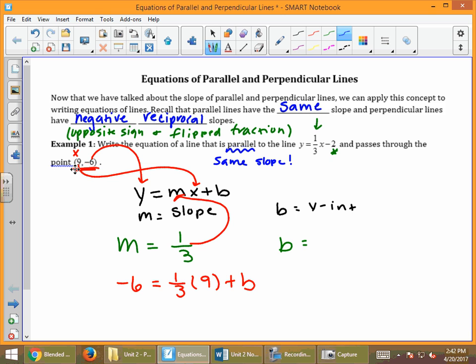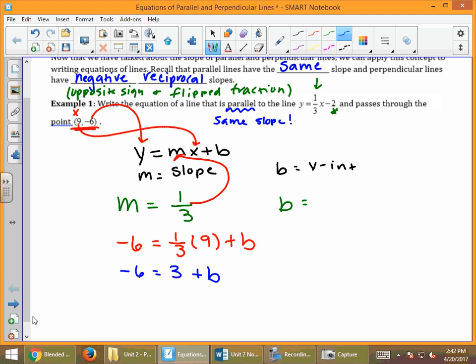When we solve, multiply the 1/3 and the 9 together. 1/3 times 9 is 3. To get b by itself, you just move over the 3. -6 minus 3 is -9. So there's our b. That's not our answer, that's just part of our answer. So what we need to do is take the two values and plug them in.